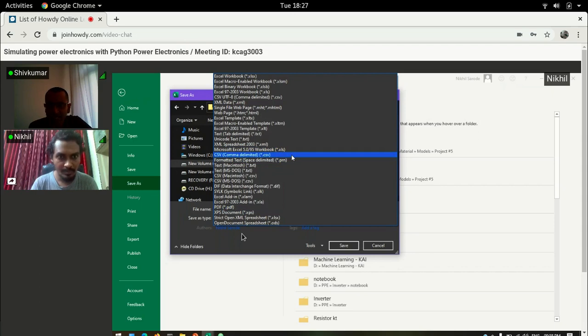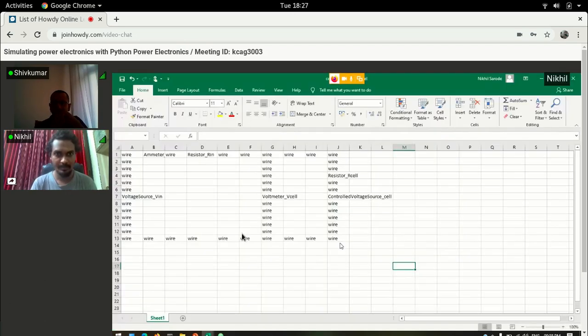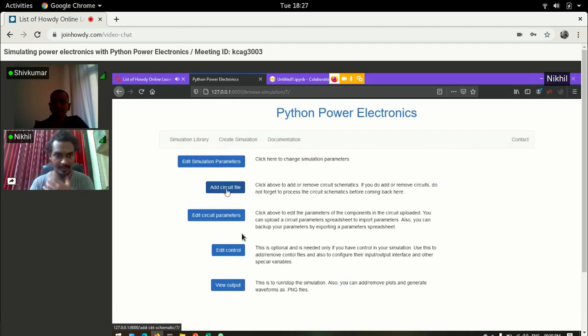Below there is CSV Macintosh, CSV MS-DOS. Just keep going. Yeah, CSV MS-DOS. That is usually the best and the safest. Yeah, definitely. All right. We'll add this circuit.